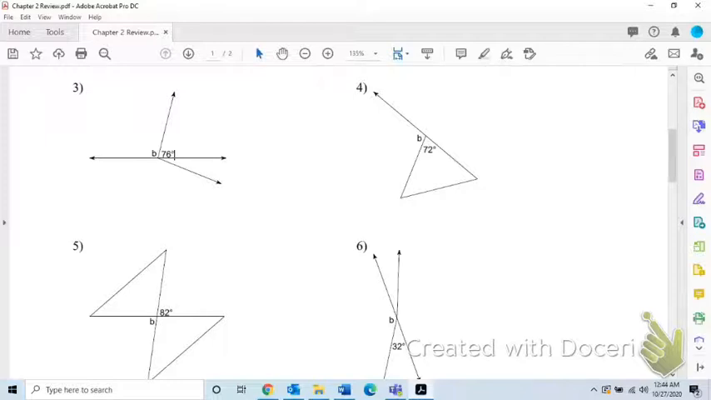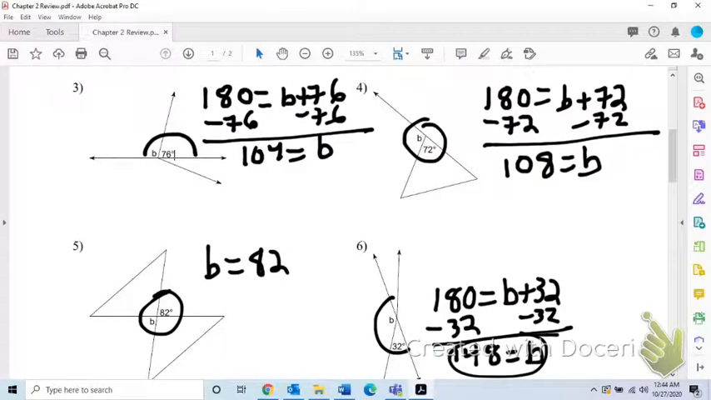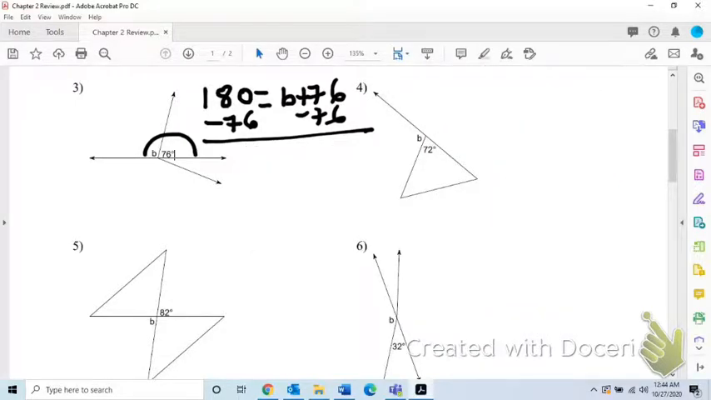Number 3 is identifying that set of angles and what their relationship is. So here we have B and 76. And see how they form a straight line? That means they're a linear pair, which means that they are supplementary. It means they add up to 180 degrees. So 180 equals B plus 76. I just gave you all the answers. Subtract 76 from both sides, and we get 104 equals B.